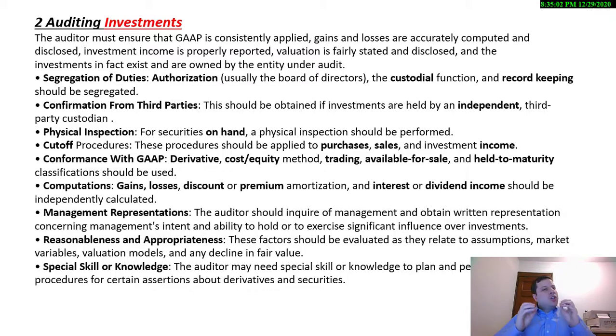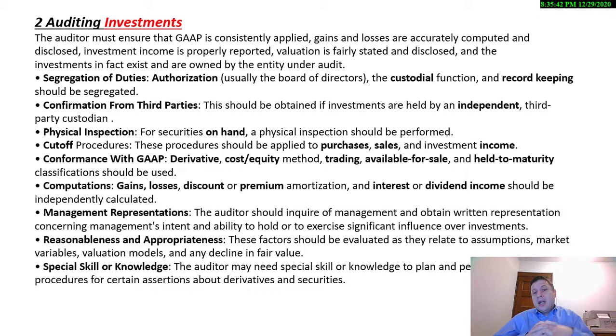Conformance with GAAP. Derivative, cost, equity method, trading, available for sale, held to maturity classifications are the guidelines spelled out by GAAP, and these classifications should be used. Computations. Gains, losses, discounts, premium amortization, interest, and dividend income should be independently calculated. Management representations. The auditor should inquire of management and obtain written representation concerning management's intent and ability to hold or to exercise significant influence over the investment.